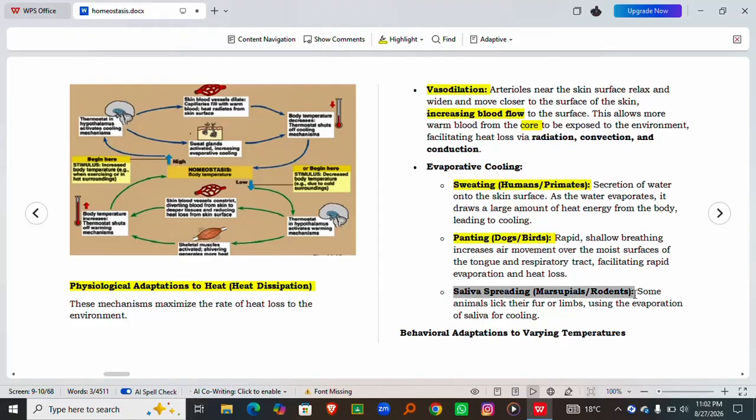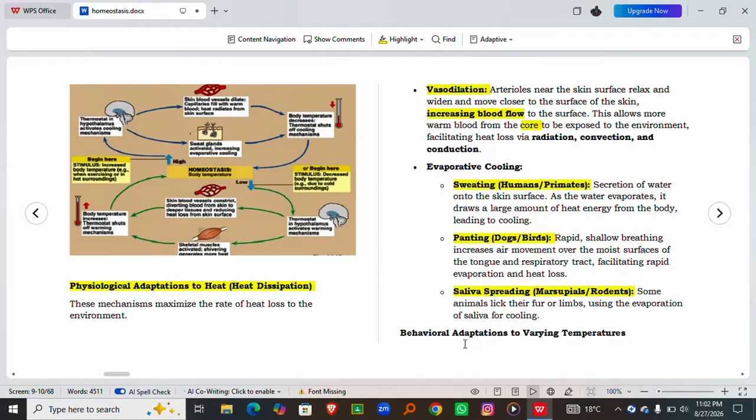This can be seen in marsupials and the rodents. They wet their necks, they lick their hair, and once they are doing that, water will evaporate from the saliva, and a lot of heat is going to be lost. Basically, those are some of the physiological adaptations that result in heat loss.